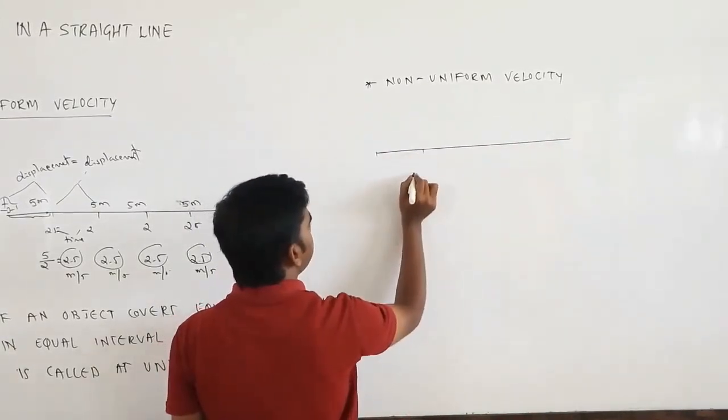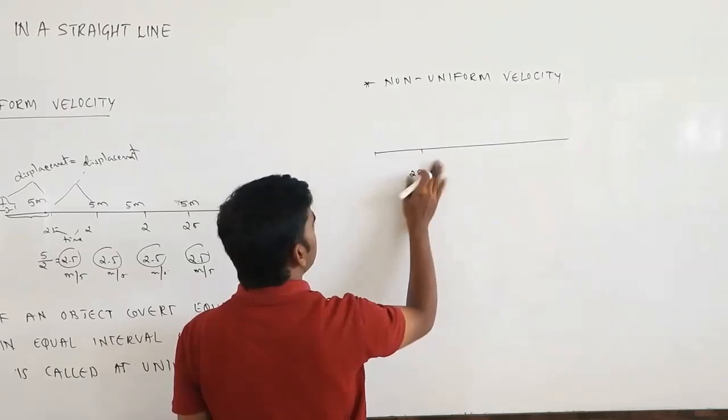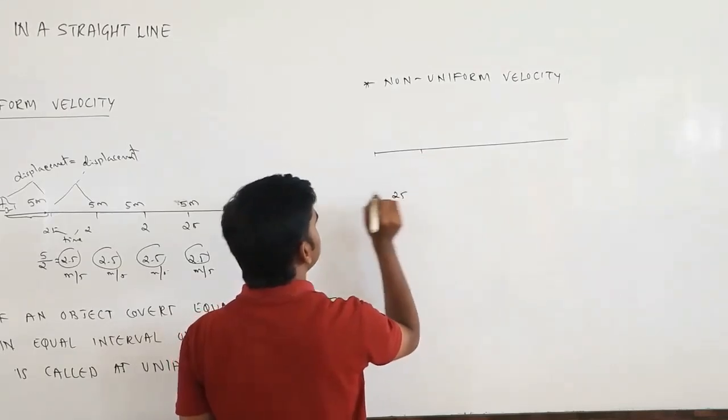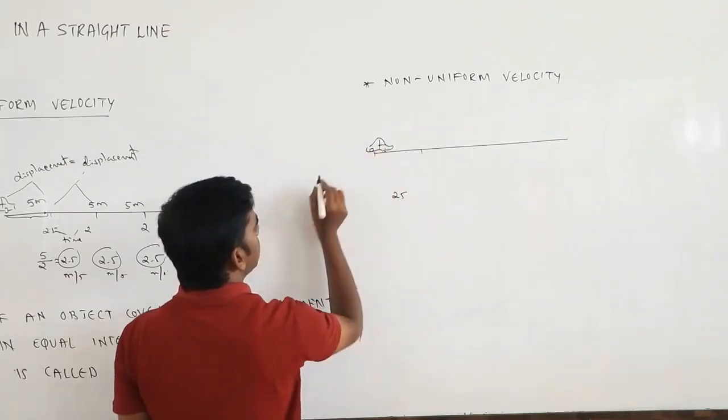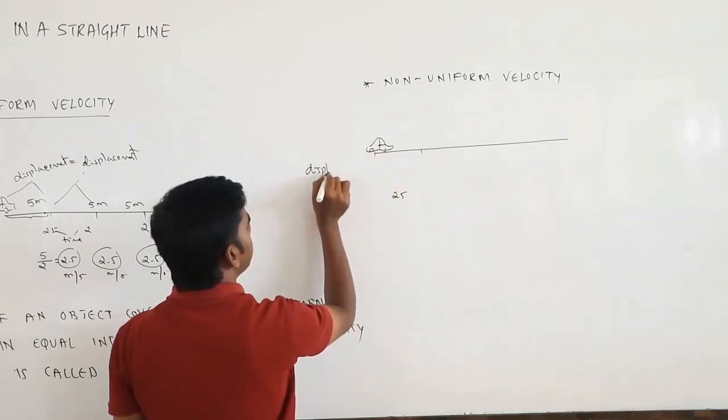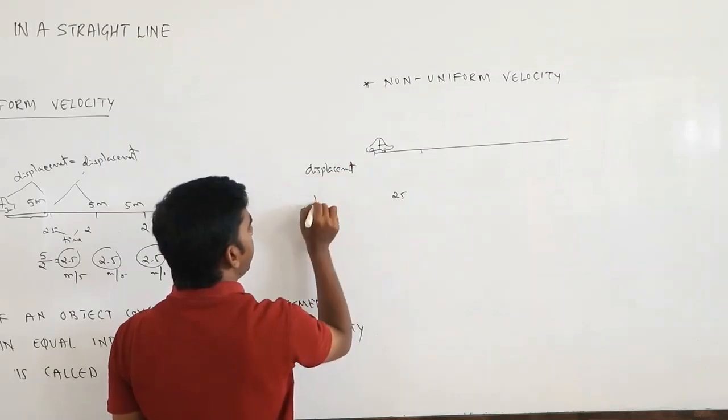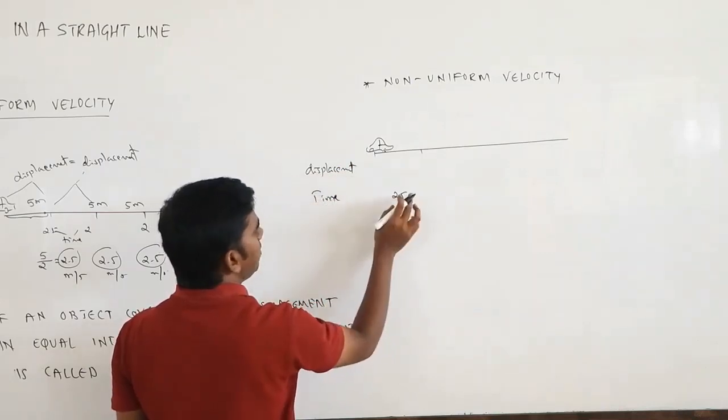So they will check after 2 seconds. If you take a vehicle over here, okay, displacement I will take here and time I will take here. They will check after 2 seconds.